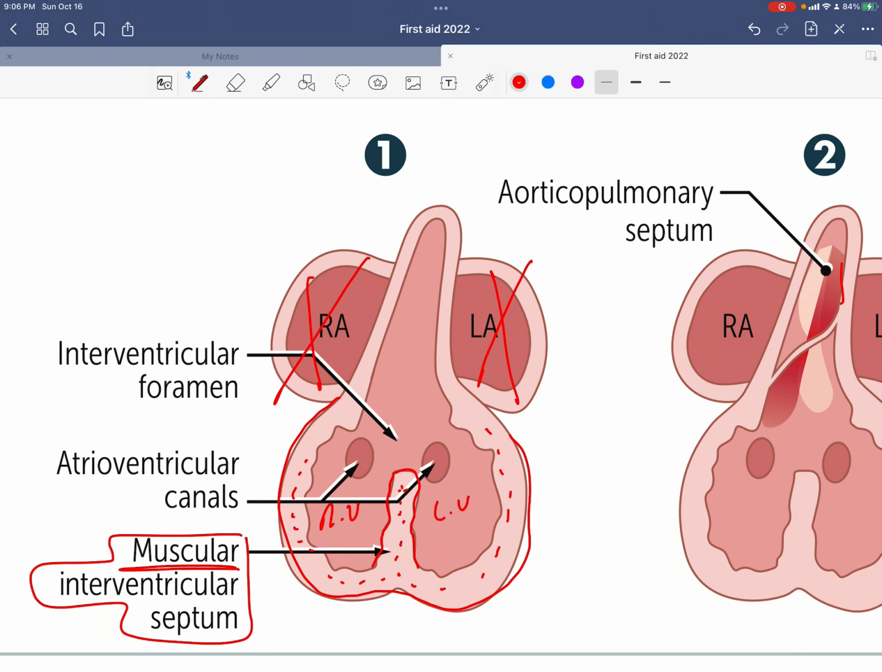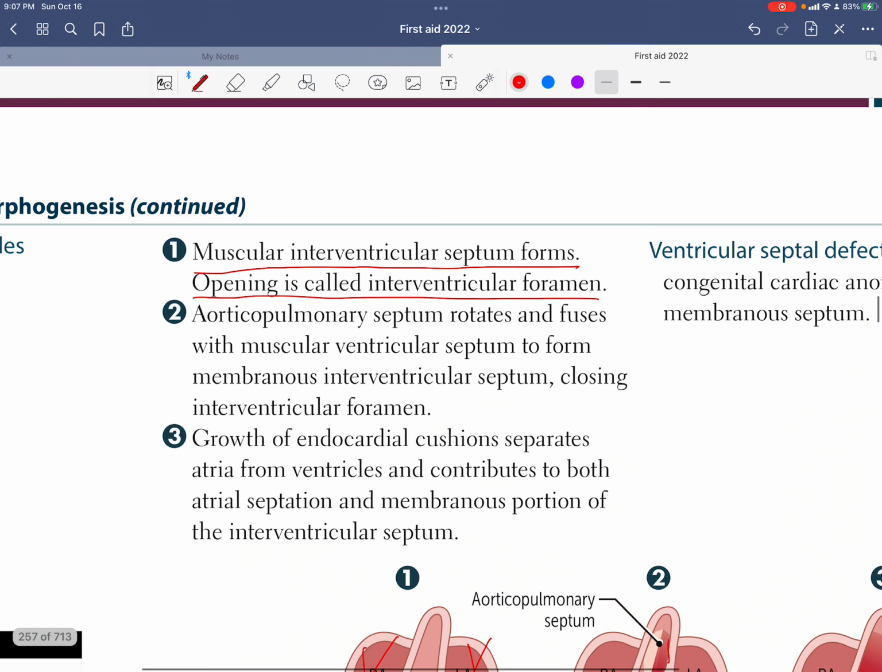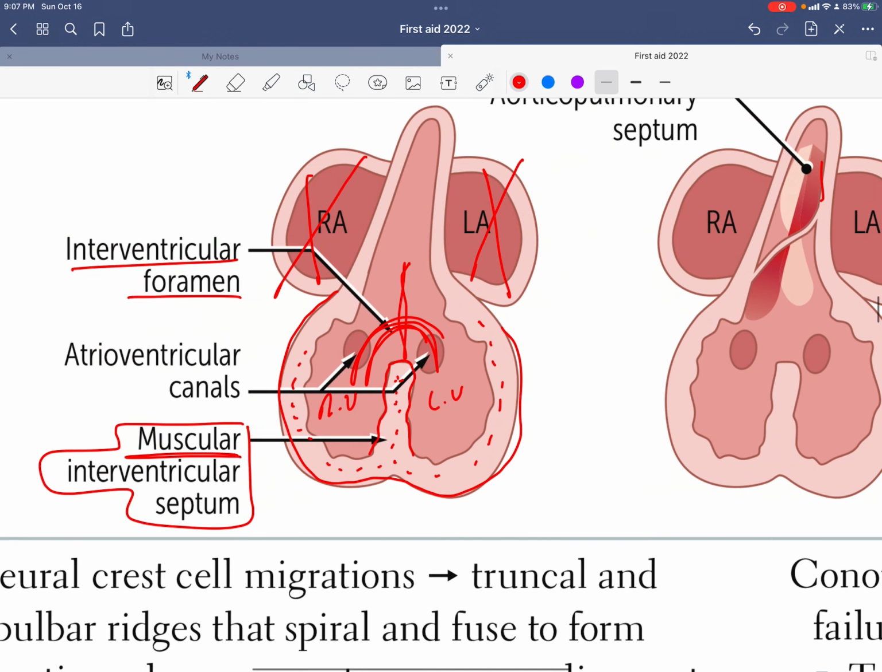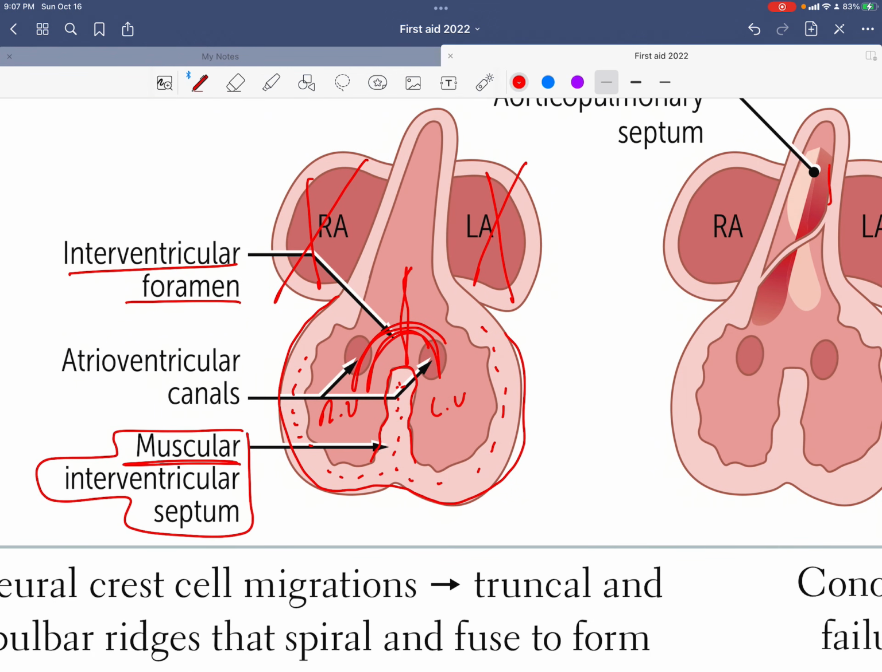It's a septum between the two ventricles, but actually it's not closing the whole space, so they're still connected somehow. So this is called the muscular interventricular septum, and this whole opening between the left and right ventricle is called the interventricular foramen. That's the first step, and they're still connected together, and the connection is called the interventricular foramen.